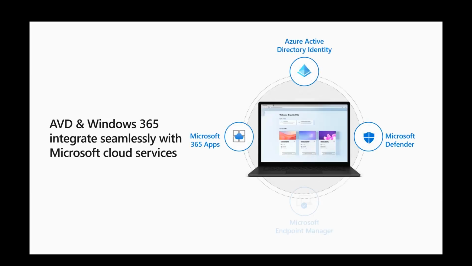Now we'll go to the next slide. So both AVD and Windows 365 integrate seamlessly with Microsoft Cloud Services. So with Windows 365, you can leverage your existing infrastructure and it delivers native integrations across Azure AD, Microsoft Defender, M365 applications, and Endpoint Manager. Azure Virtual Desktop does that same thing as well with all of your M365 services, Azure Active Directory, and of course using Azure itself as the baseline for hosting.